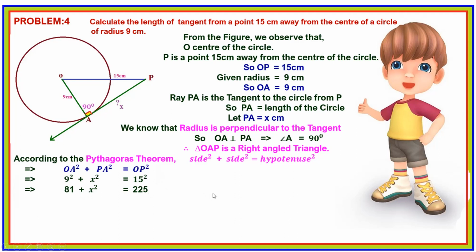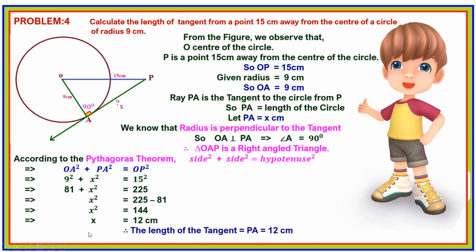Take this 81 to that side. We get x square is equal to 225 minus 81. That is, x square is equal to 144. By square rooting, we get x is equal to 12 centimeters. Therefore, length of the tangent PA is equal to 12 centimeters.